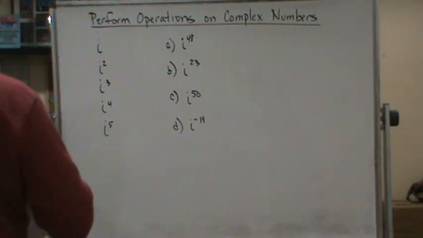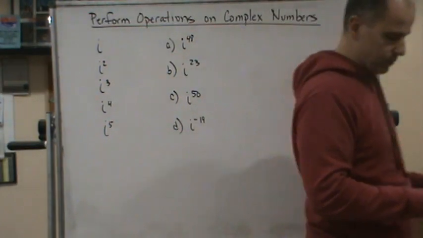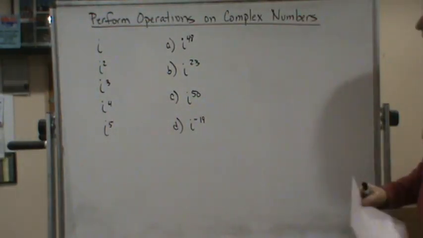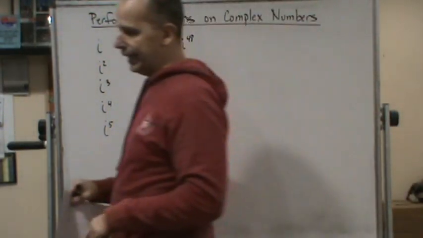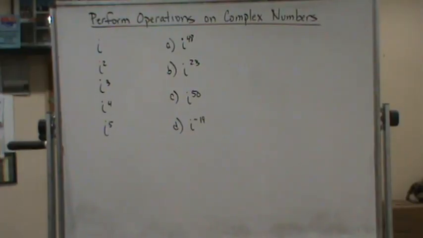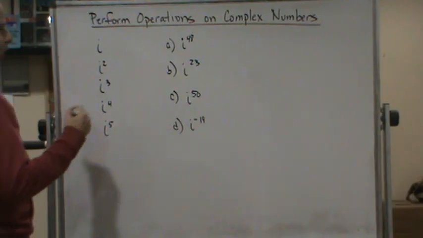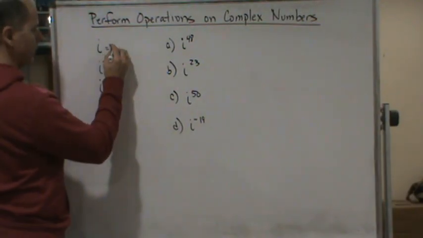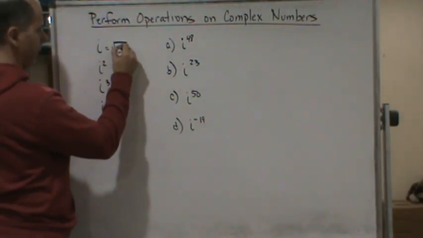All right, welcome, and now we're going to talk about performing operations on complex numbers. And before we get into addition, subtraction, multiplication, division, we want to make sure that you understand the patterns when it comes to powers of i, because this is going to be important to know. So as we know already, i is equal to the square root of -1.